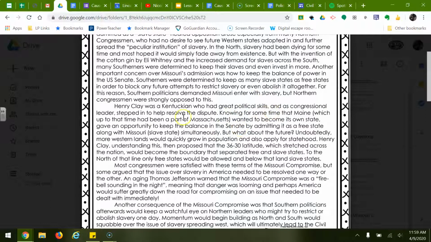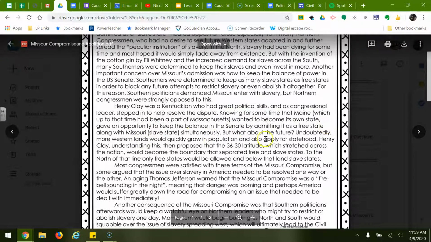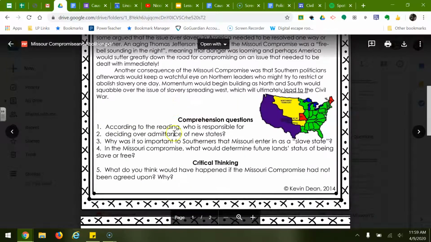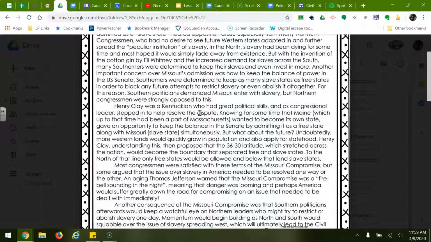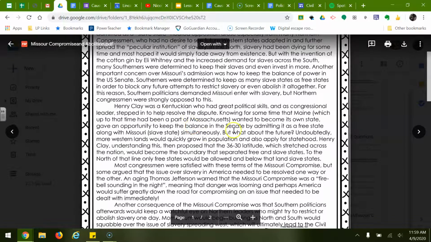He knew that Maine wanted to become its own state, so he came up with the bright idea to keep the balance in the Senate, to have Maine enter as a free state, and then Missouri gets to be a slave state. But as number one, according to the reading, who is responsible for deciding over admittance of new states? Although Henry Clay is very prominent in politics, he is not actually the person who decides who gets to become a state and who doesn't.